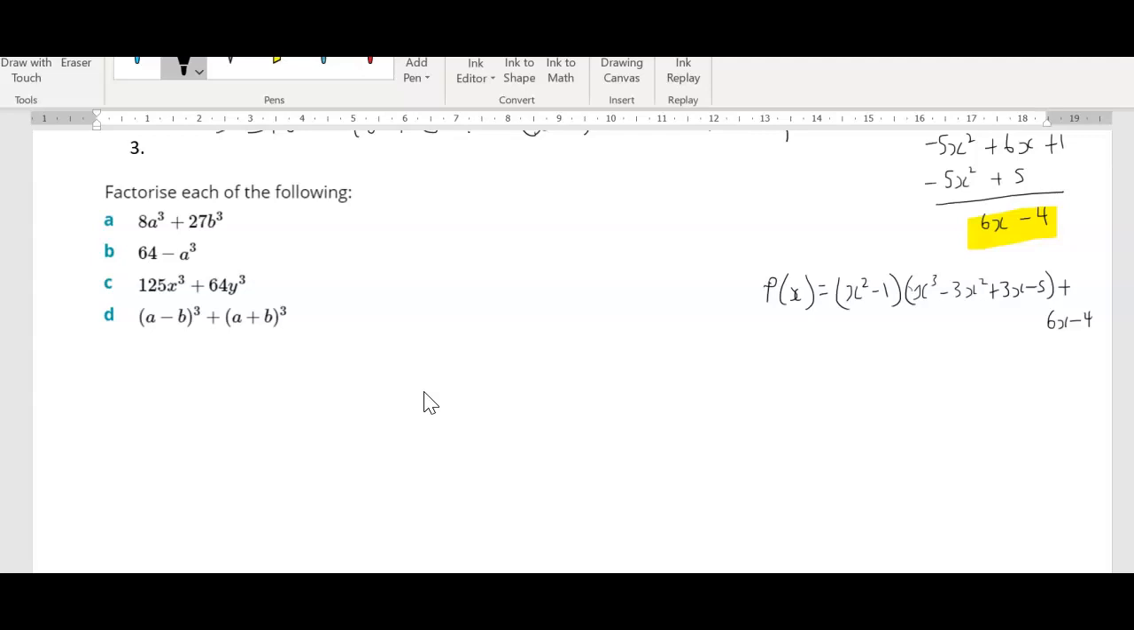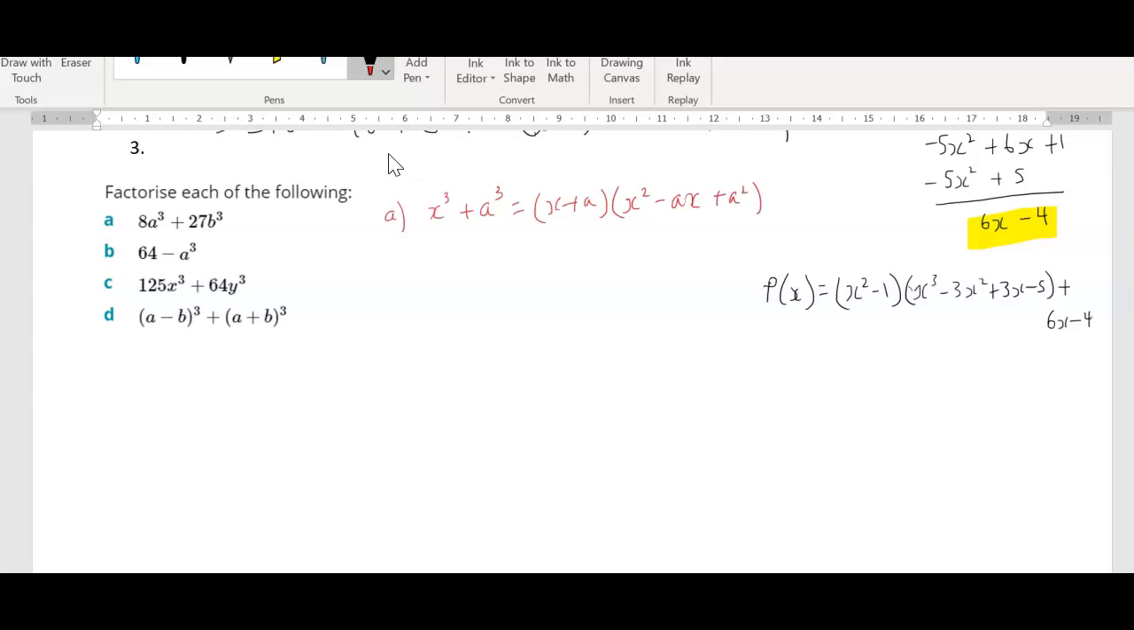All right, so the first one, question A, we've got 8a cubed plus 27b cubed. So this is the addition of cubes. I'm just going to write the formula down here. x cubed plus a cubed, when factorized, becomes x plus a, and then x squared minus ax plus a squared.